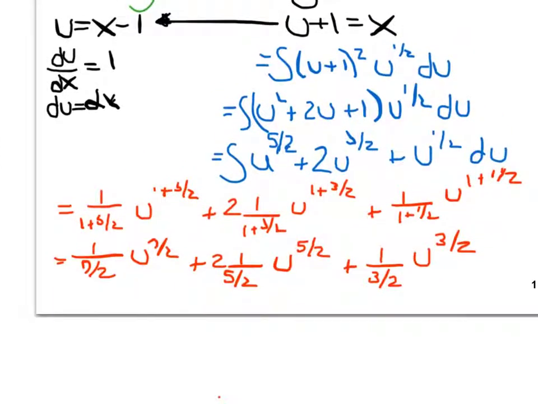From here, I am now able to say dividing by 7 over 2 is the same thing as multiplying by 2 over 7. Dividing by 5 over 2 is the same thing as multiplying by 2 over 5. And dividing by 3 over 2 is the same thing as multiplying by 2 over 3.